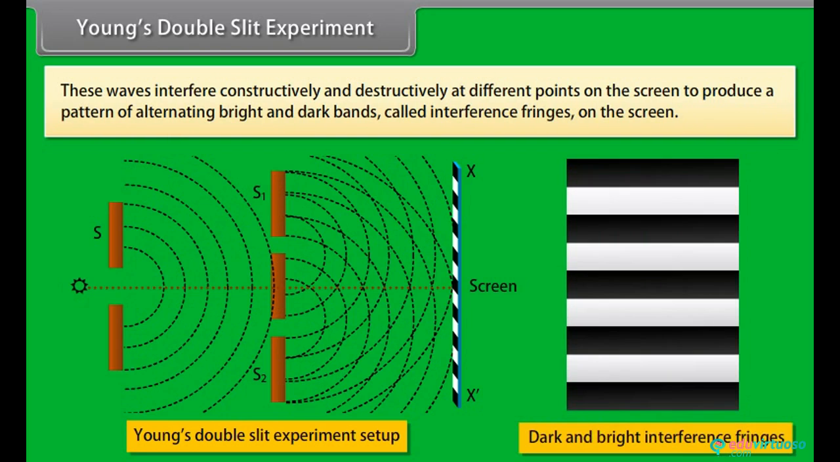These waves interfere constructively and destructively at different points on the screen to produce a pattern of alternating bright and dark bands called interference fringes on the screen. Mathematical analysis in Young's double-slit experiment.